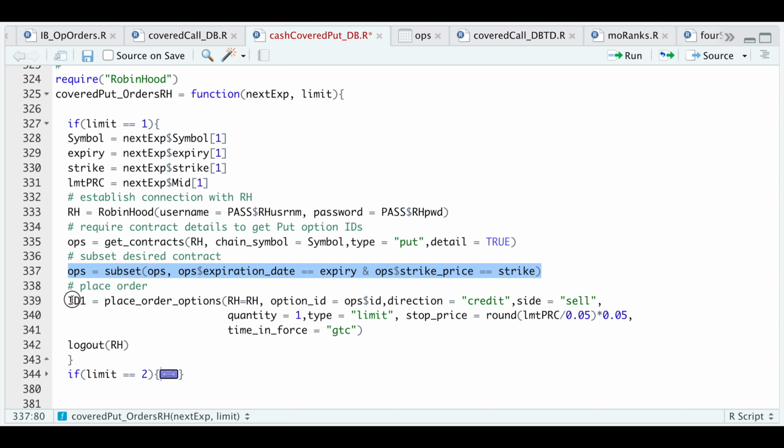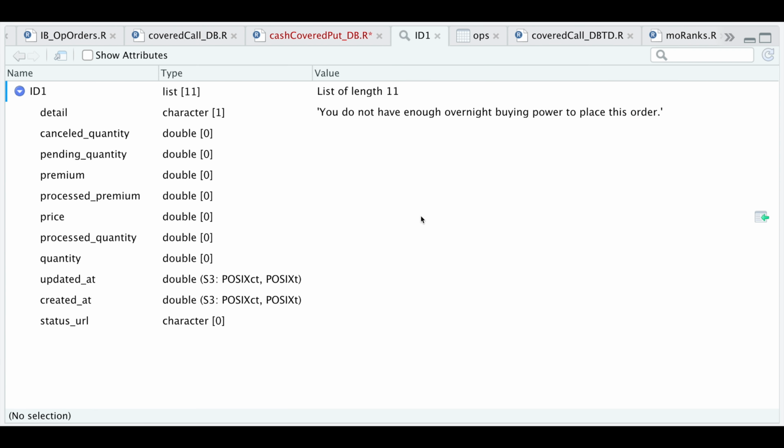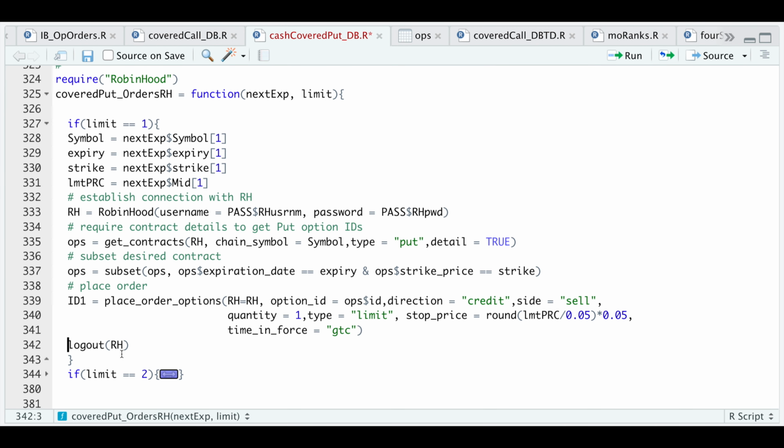So let's try and place an order. And if we take a look at ID1, here you will see a message. I actually don't have enough buying power to place this order. But just be careful on sending these orders to Robinhood during normal trading hours, as these might actually get executed. After we send the orders, I'm just going to log out from Robinhood.